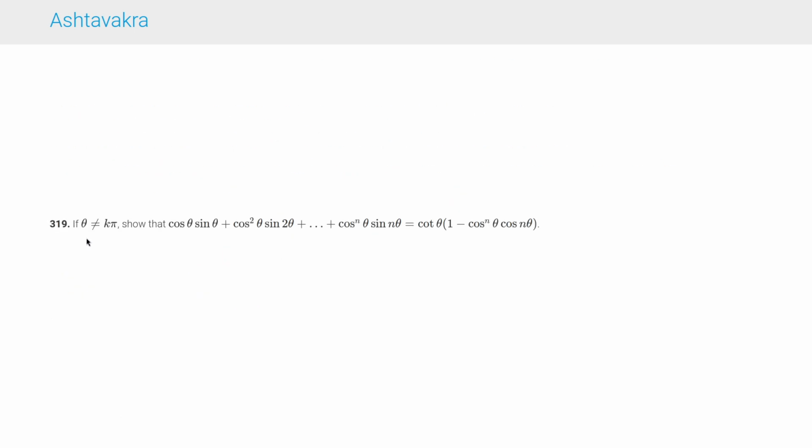Question 319 says that if theta is not equal to k pi, show that cos theta sin theta plus cos square theta sin 2 theta plus so on up to cos to the power n theta sin n theta is equal to cot theta into 1 minus cos to the power n theta cos n theta.